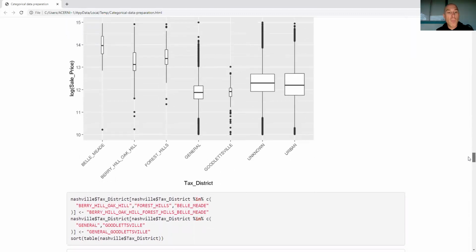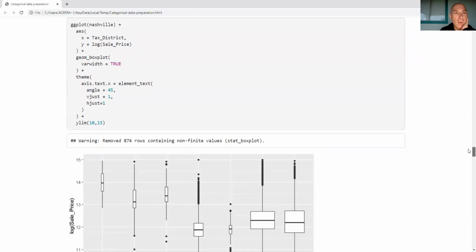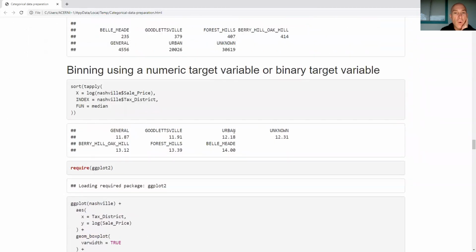But when I consider the proportion, I'm going to take Berry Hill, Oak Hill, Forest Hill, and Belle Meade and put them together. So let's look at where they were in my median. I noticed that Berry Hill, Oak Hill, Forest Hill, and Belle Meade all have the largest conditional averages.